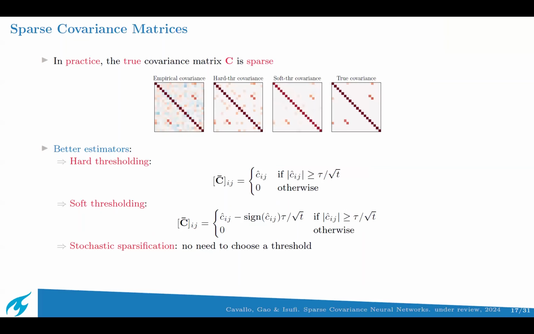So here what we do is we investigate the framework I introduced before, these covariance neural networks, when we have a sparse covariance inside. And the way we have a sparse covariance is by thresholding, where we either hard threshold, so set a threshold and remove everything that's below. We soft threshold, so we set a threshold, subtract it from all the values, and remove everything that goes below 0. And we also consider stochastic sparsification, where we don't need to choose a threshold, but we just drop covariance values stochastically based on some probabilities that we defined.